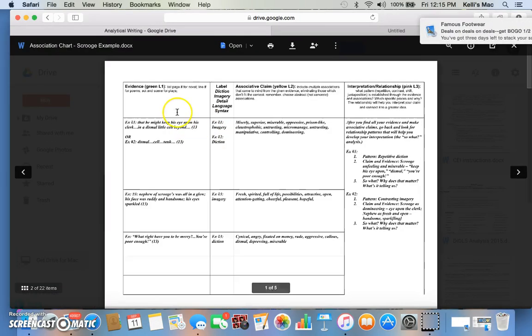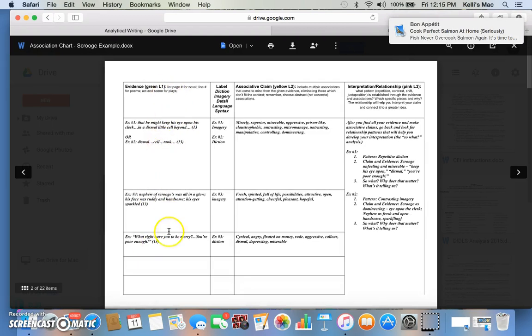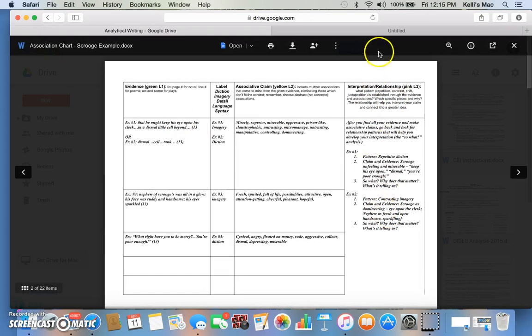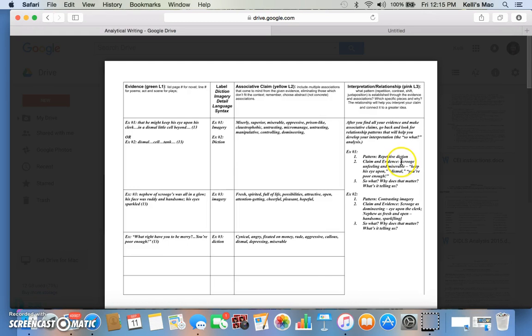Maybe they're going to do the Scrooge passage. So make sure you give them a chart that has a place for them to write their evidence down, a place to label it so they know that they're looking at images or diction. I like these words, or I like the image that's created by these words or this idea. These are some associative claims I make when I read or see this. And then some area to write down their pink pattern. I see repetitive diction, words like unfeeling and miserable, and then here's what I think, why it matters.